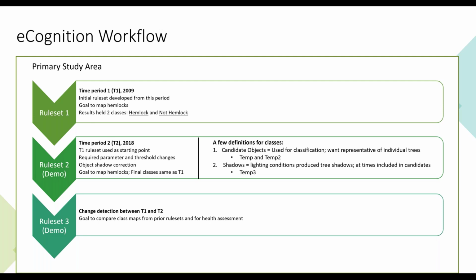The last rule set, also created as part of the demo, is what I called the change detection or health assessment rule set. And its overall goal is to compare the results from the prior 2 rule sets to see how trees have changed over time. This included creating vegetation indices and tracking those changes as well. So to make more sense of this all, let's just jump into eCognition and see how everything works.